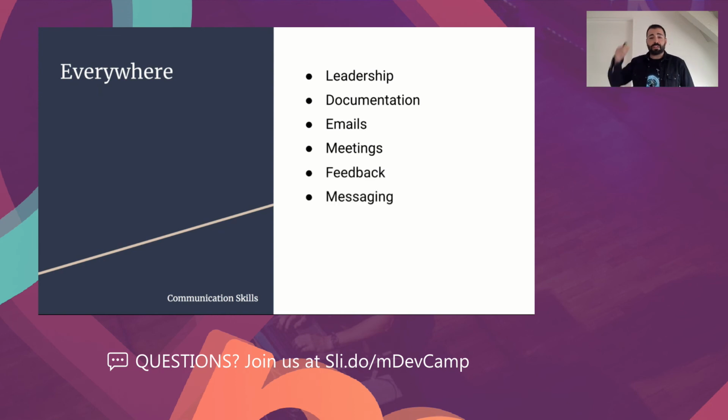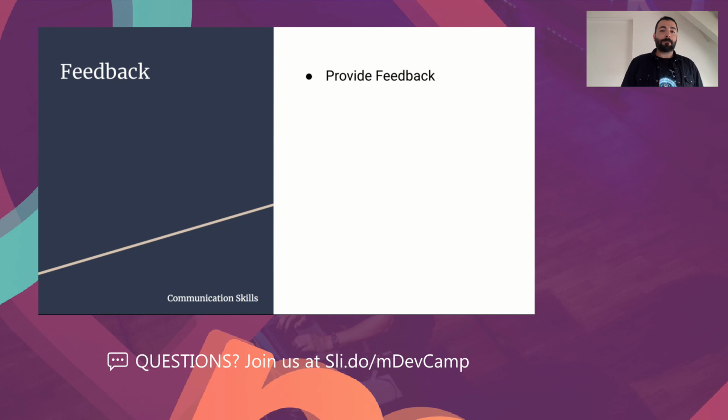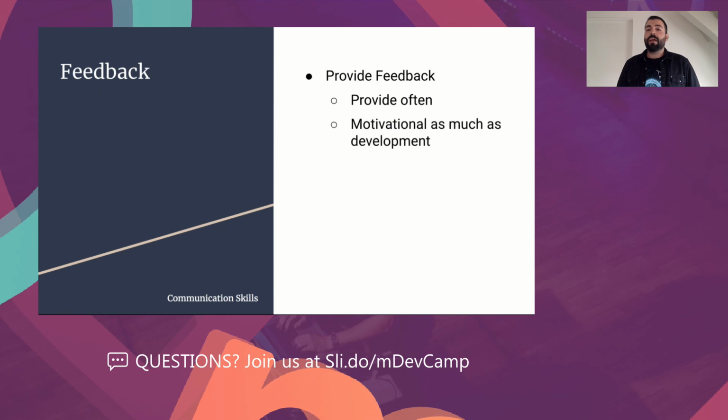The last two points I want to give a little bit more detail. Feedback and messaging. Feedback. Providing feedback is very important, because that is the most important or easiest way for people to know whether what they do is good or bad, not necessarily bad per se, but where they can improve or not. It is really important to provide it often. And it is also important to provide it not only for development purposes, but also motivational.